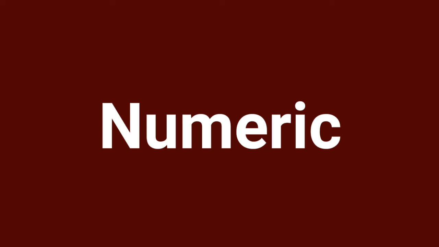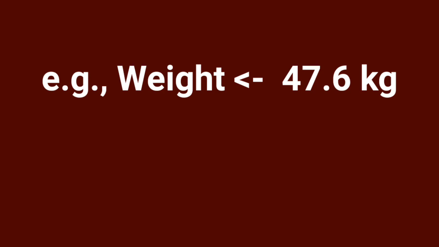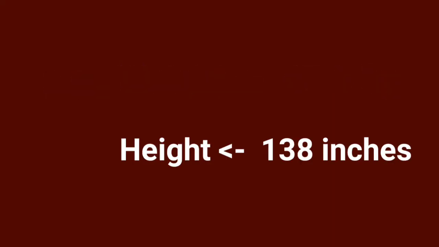The third data type is numeric. It represents all the real numbers with or without decimal values. Say for example there is a variable weight and 47.6 kg is stored in the weight variable. So weight would be a numeric variable with decimal values. Similarly, the other variable is height and 138 inches are stored in it. So that means height is a numeric variable without decimal values.